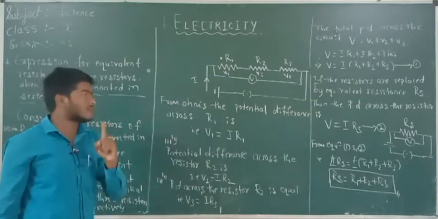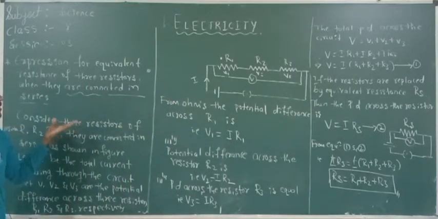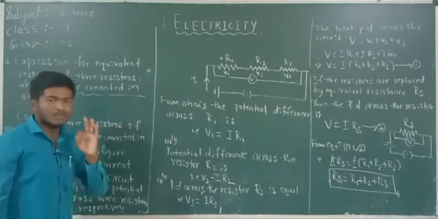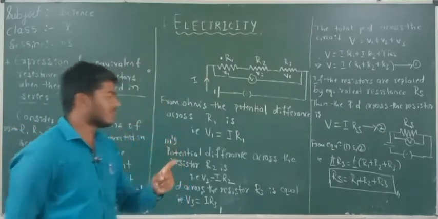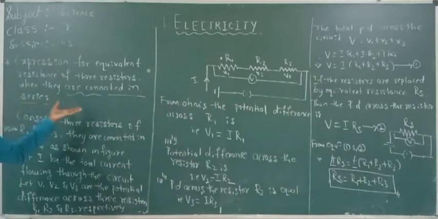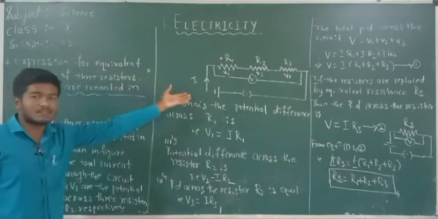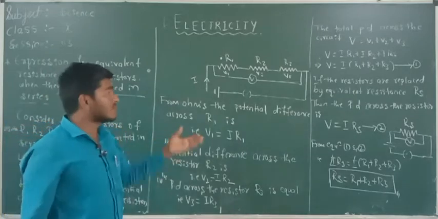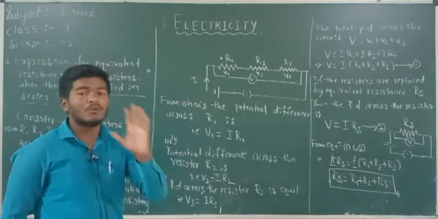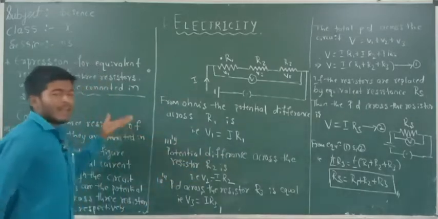You have to concentrate more on this derivation because it is one of the most important questions that will come for 4 marks in your examination. Either series resistors are given or parallel resistors are given. Also one of the problems will come on these two expressions. So you have to look carefully at the derivation.